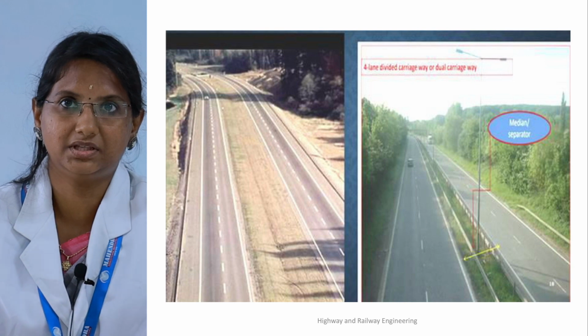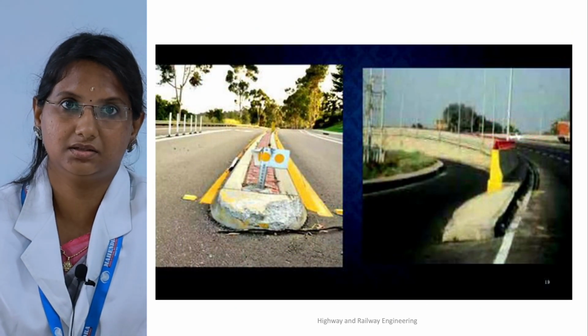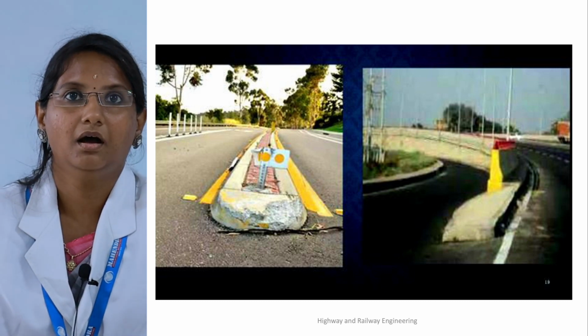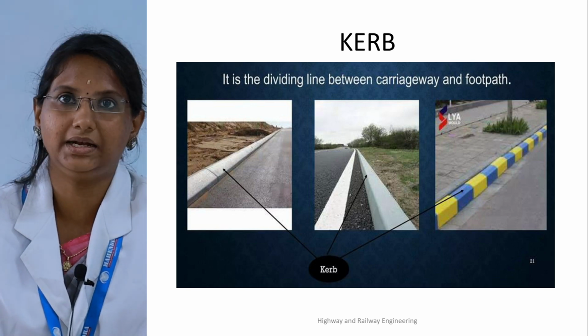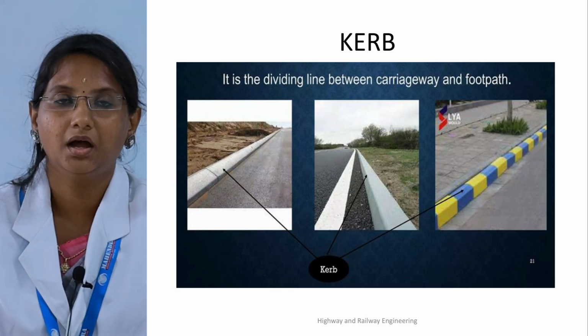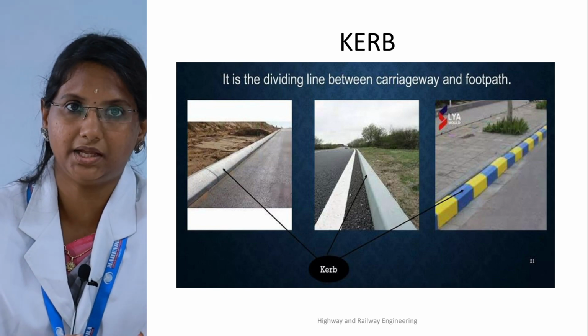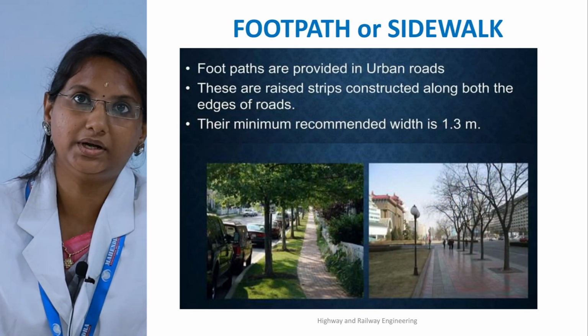It's a picture which shows the median or separator in a highway. Next one, this is also an example of a median or separator. Next one is a curb. A curb is a dividing line between carriageway and footpath. It's just a divider between the carriageway and the footpath. Next one is the pathway or sidewalk.